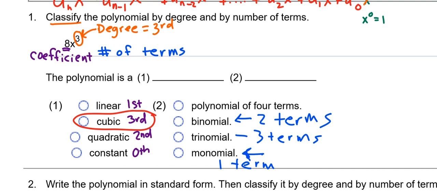So which one is that? How many terms do we have here? We got 1. This is a monomial, right? 1 term. 8x to the 3rd.